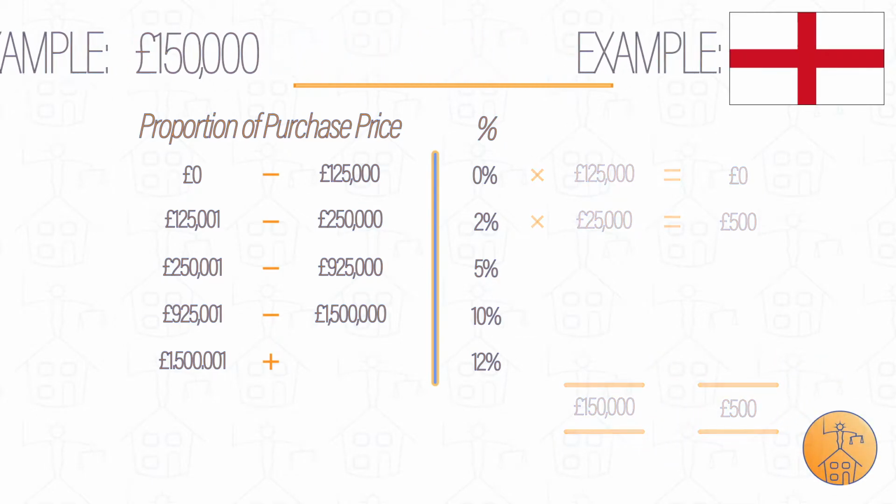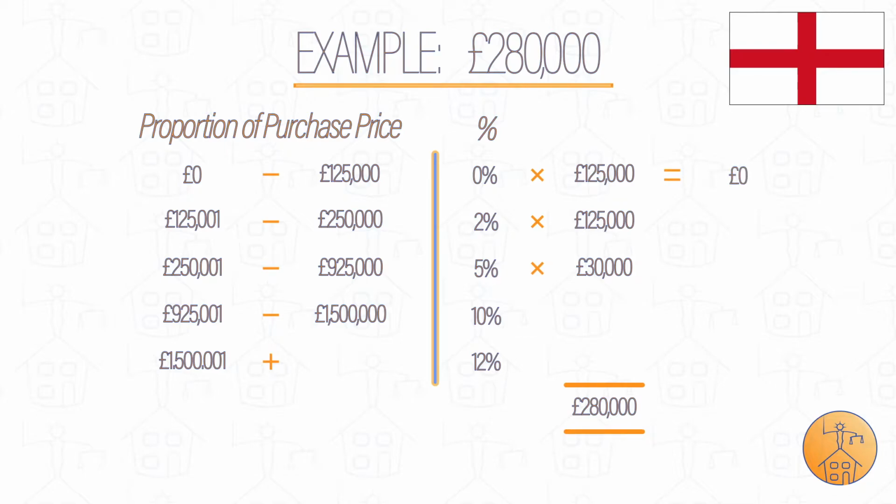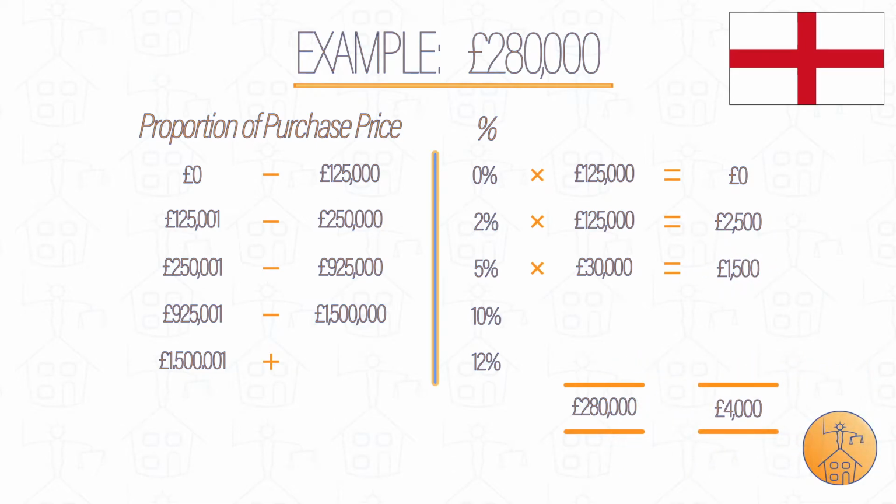Let's do another one. Let's say you're buying for £280,000. So the first £125,000 is taxed at 0%, the next £125,000 is taxed at 2%, and then the remaining £30,000 is taxed at 5%. So we have the first part of our calculation, which comes to 0, the second part, which is 2% of £125,000, which is £2,500, and then 5% of £30,000, which is £1,500. 0 plus £2,500 plus £1,500 comes to £4,000, which is the tax payable for a purchase of £280,000.